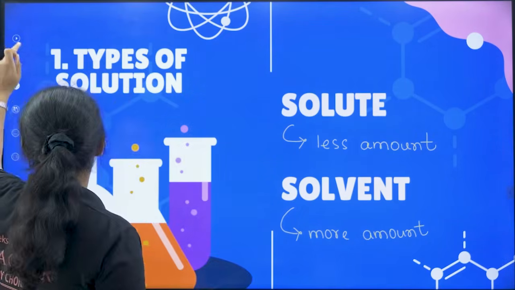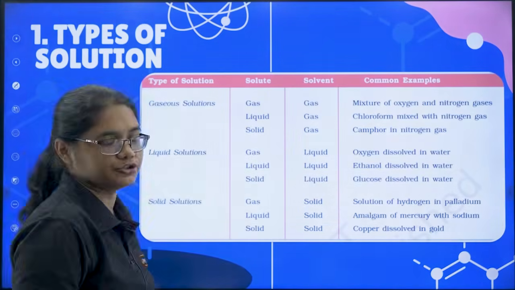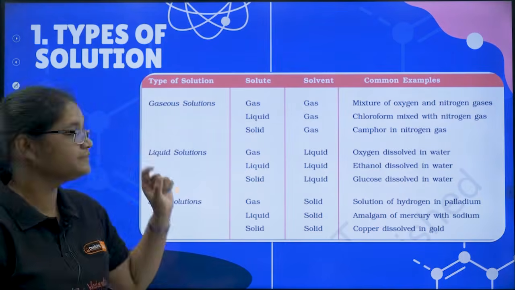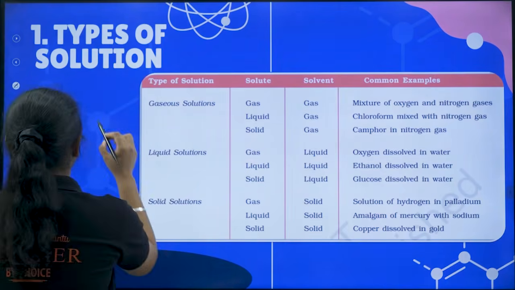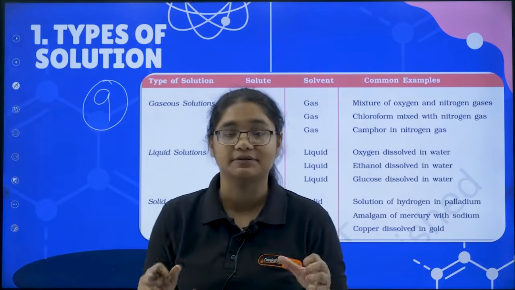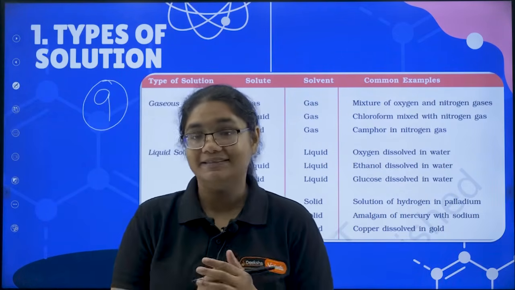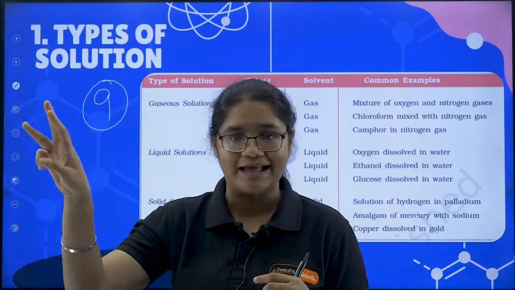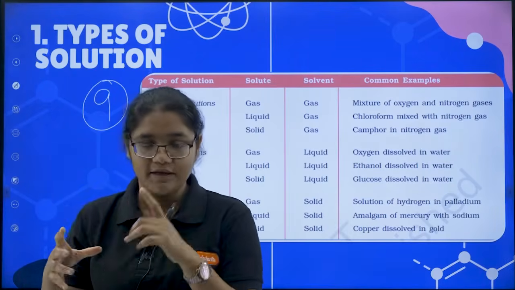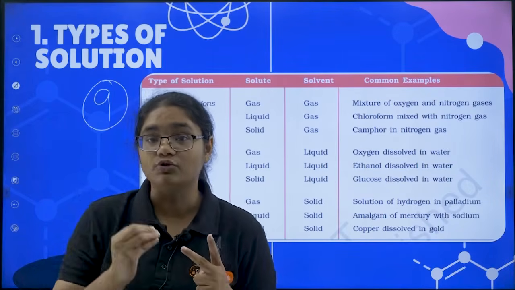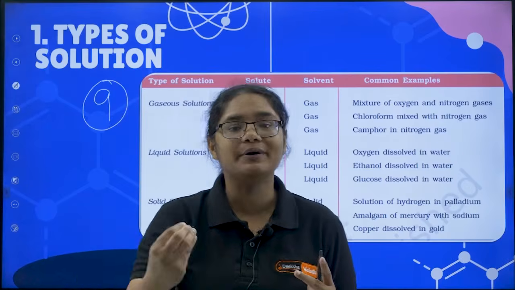Now moving forward to types of solution. We have basically 9 types of solution. How many types? Remember this number. We have 9 types of solution. Now how to remember that? You have to make three phases, we know: solid, liquid and gas. If the solvent is solid, then we call it solid solution. If the solvent is liquid, we call it liquid solution.